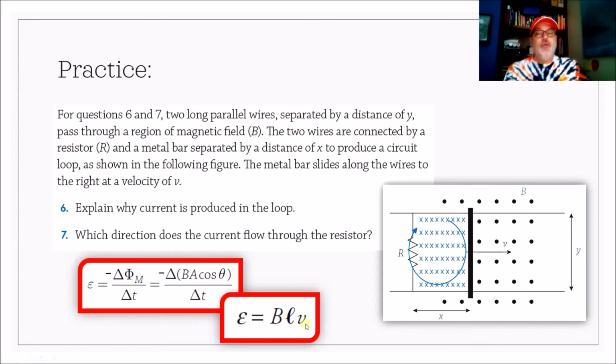So please be careful. This L is the Y dimension here. It's the length of the bar. It is not this X, all right? Because that X is changing, and that's taken into account in the velocity. By the way, which end of the bar becomes positive? Remember, as we move this to the right, protons will be pushed downward, and so this is the positive end of the bar, and this would be the negative.